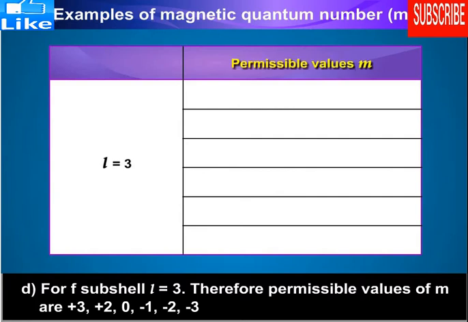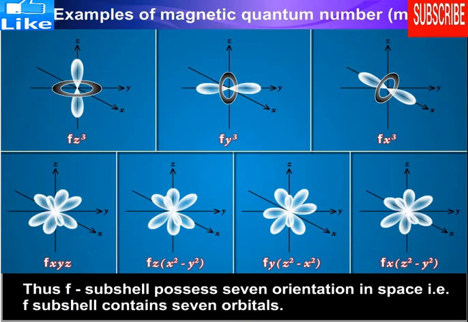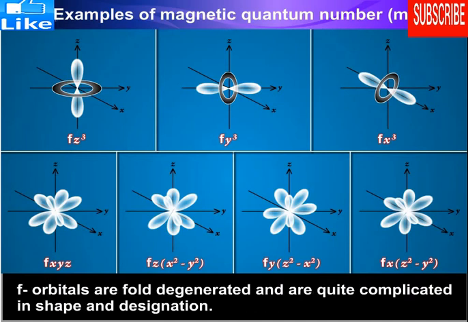Therefore, permissible values of m are +3, +2, +1, 0, -1, -2, -3. Thus, F subshell possesses 7 orientations in space, that is, F subshell contains 7 orbitals. F orbitals are sevenfold degenerate, and are quite complicated in shape and designation.